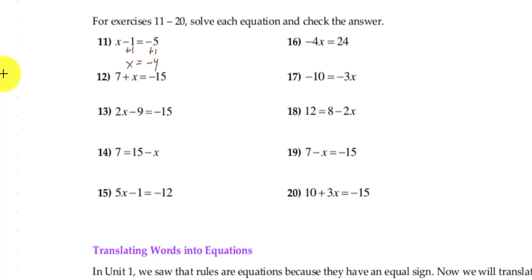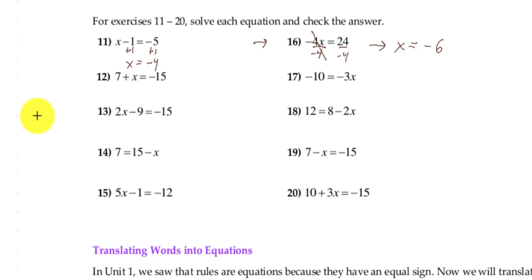If I look at number 16, well, I'm multiplying x by -4, so to undo the multiplication, I can divide by -4. But whatever I do to one side, I have to do to the other side. So I'd be left with just x equals 24 divided by -4 is -6. That'd be my final answer for 16.